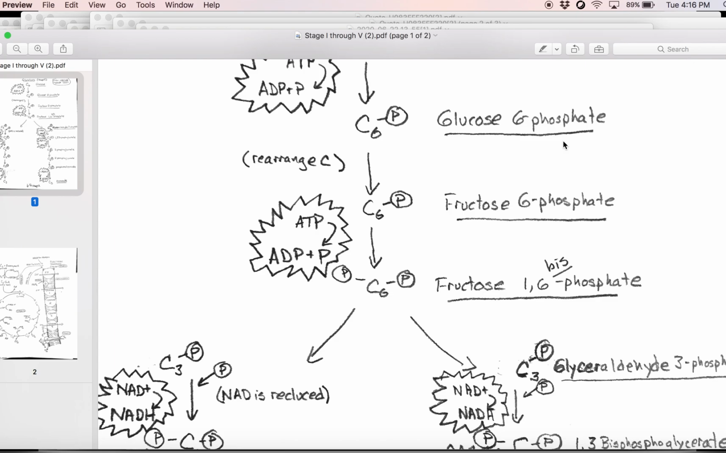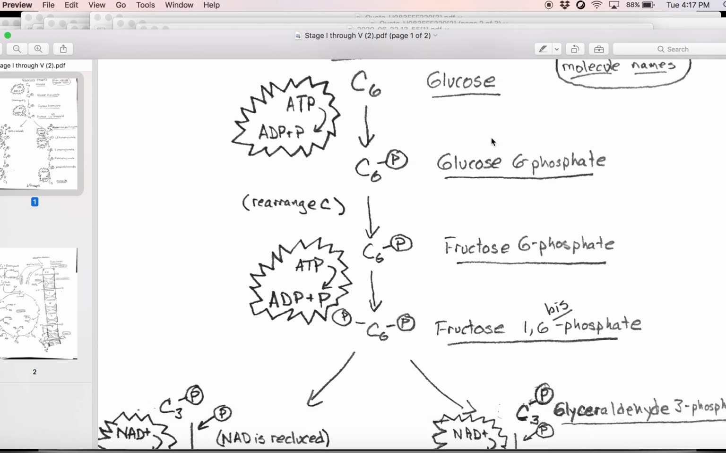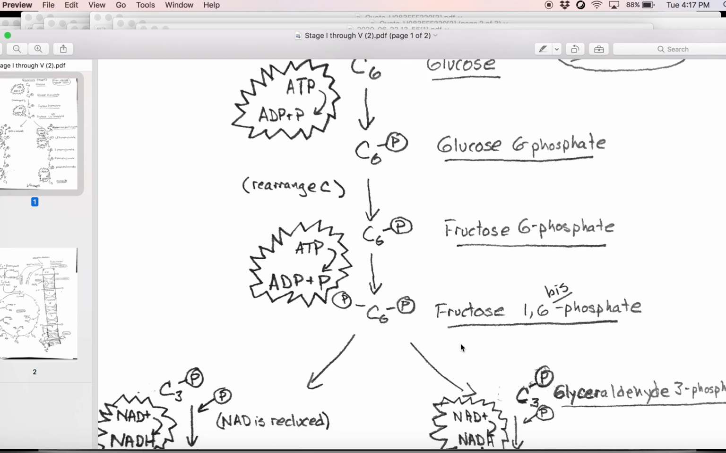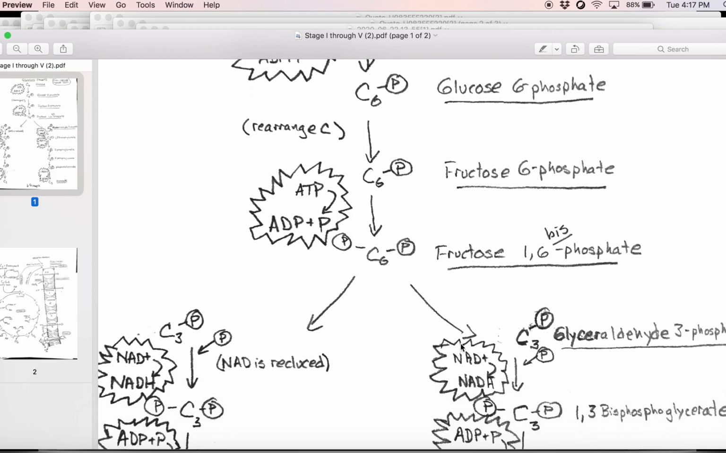Then glucose 6-phosphate gets rearranged into fructose 6-phosphate. It's another 6-carbon molecule, just a different shape. That fructose 6-phosphate then becomes fructose 1,6-bisphosphate. Now you have a phosphate on carbon number 1 and carbon number 6. Since there's 2, we call it bis, and the extra phosphate came from another ATP. So I've rearranged this molecule. I spent 2 ATPs, and I have oxidized it as I went from glucose to fructose 1,6-bisphosphate, but I haven't gotten any usable energy out of it yet.